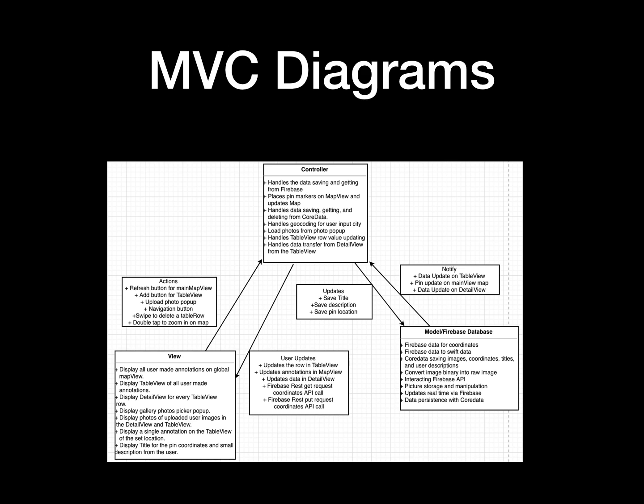So for the controller model interaction, the controller will call an update from saving the title or image, and this update will be added to the model, and the model will then return the proper data to the controller to manipulate.